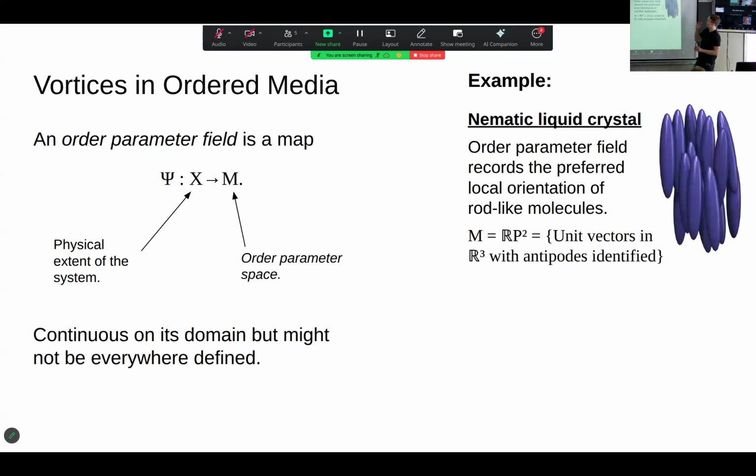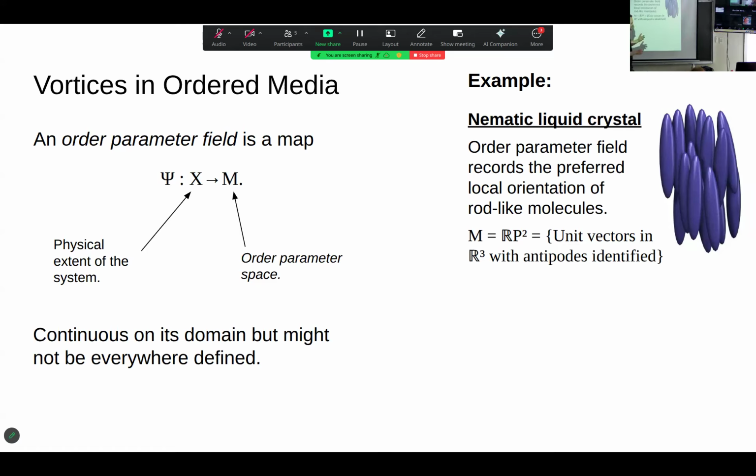Okay, so let's be very concrete and look at a concrete example. I think the easiest non-trivial, interesting example is given by nematic liquid crystals. A nematic liquid crystal is a special kind of liquid crystal that consists of molecules that look like rods. Very simple. And the order parameter field, in this case, assigns to each point the preferred local orientation of these molecules.